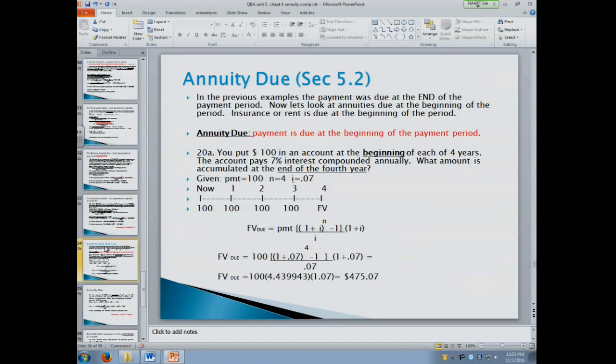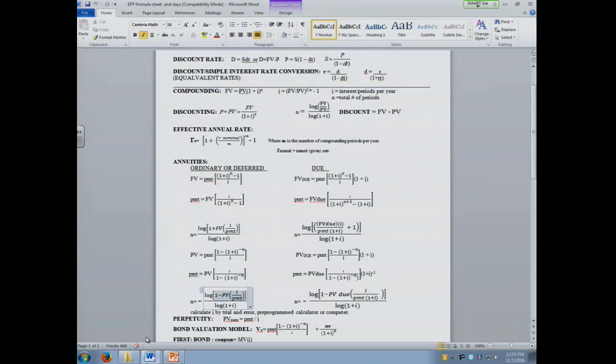Now, let's go back. Annuities due, section 5.2. If we go to our formula sheet, we have been concentrating on these formulas in the left column, ordinary or deferred annuities, payment at the end of the period. Now I'd like to talk about annuities due. Annuities due is your life insurance policy. You have to pay it today in order to be insured for the rest of the year.